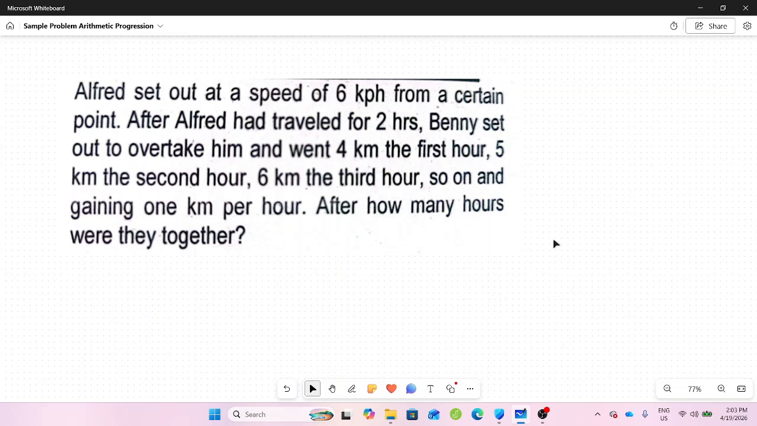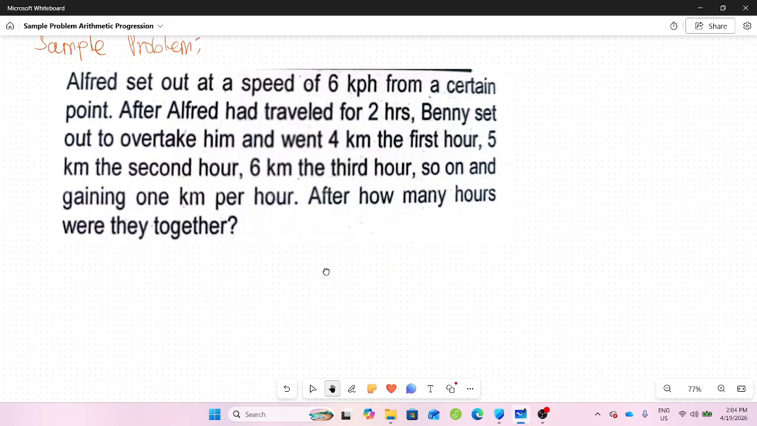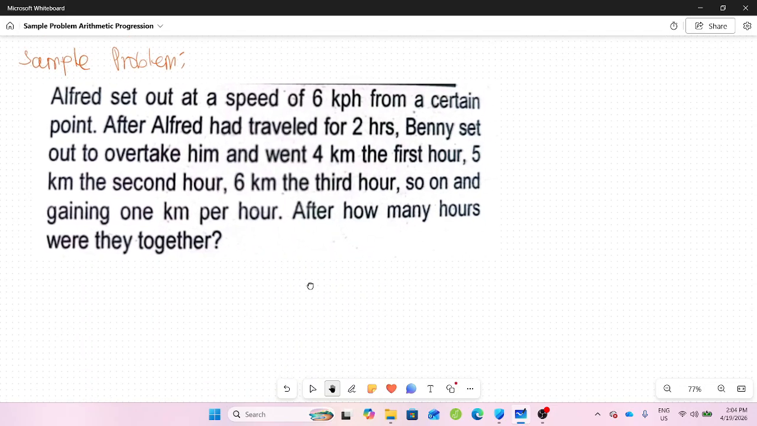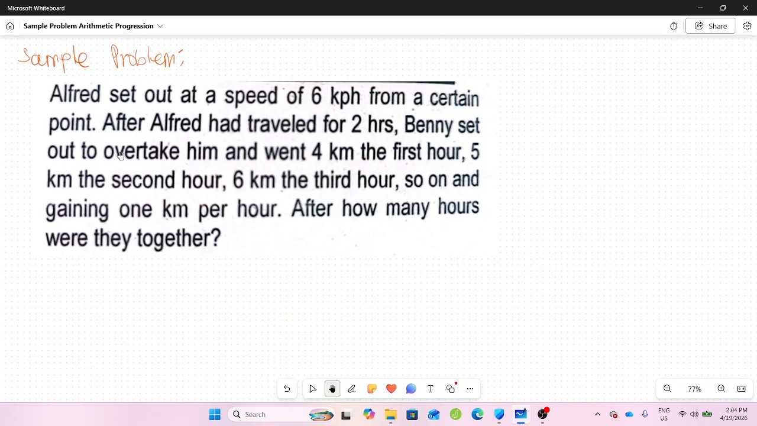Today, this is a continuation of the arithmetic progression problem, and we have this sample problem. So first we have to understand as well as analyze what this problem is all about. Allow me to read the problem. Alfred set out at a speed of 6 kilometers per hour from a certain point.